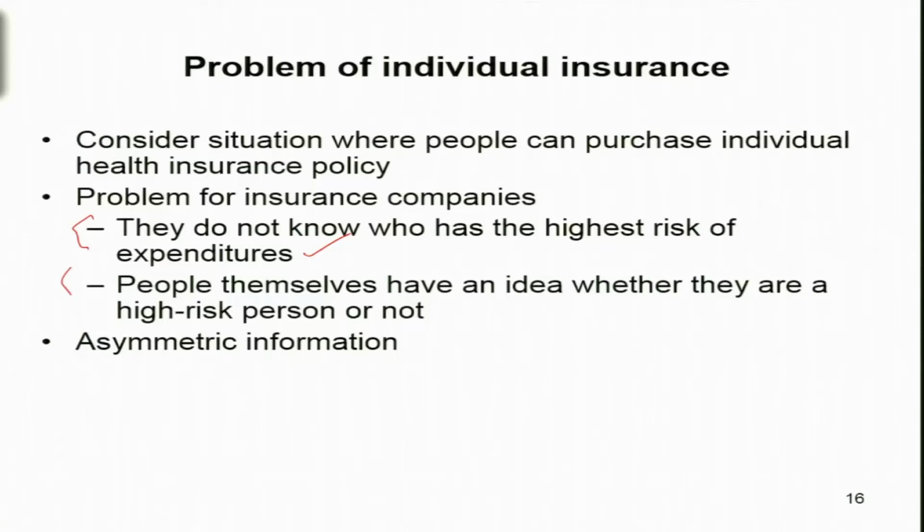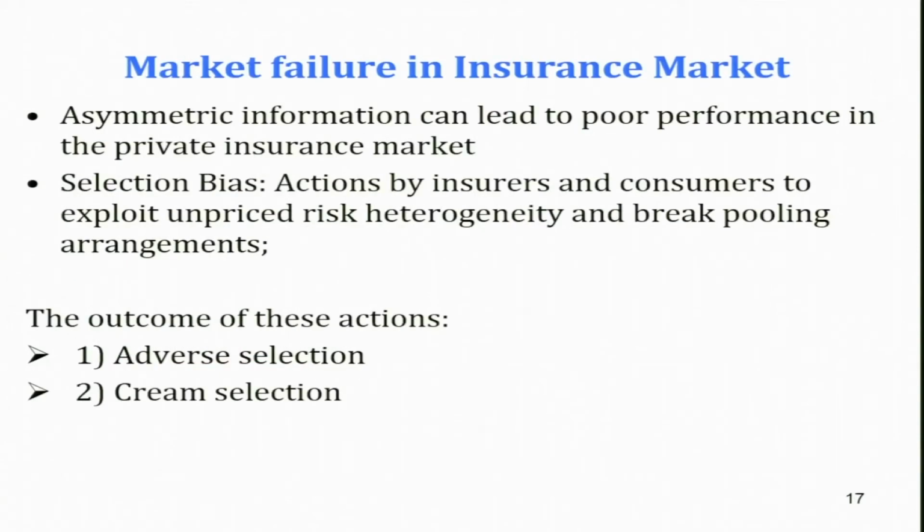So simply in this case, what we have seen is that between insurance companies and prospective consumers, there is asymmetric information about the health risk. Health risk is the parameter where we can observe asymmetric information. Because of this asymmetric information, it can lead to market failure in the insurance market. It can lead to poor performance in the private insurance market.